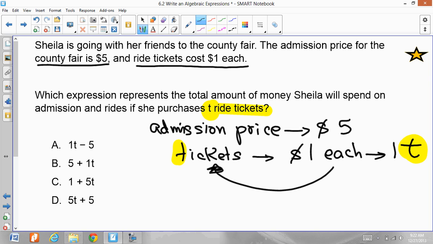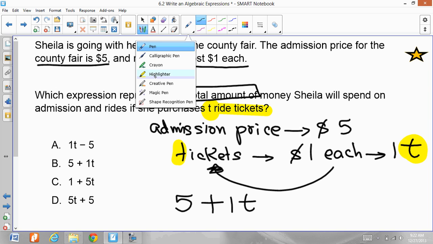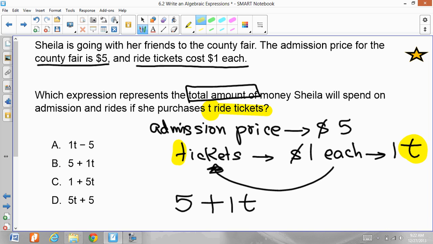Now they're asking you the total money. Total money means all together. So she has to pay $5 just to get inside plus 1T for the tickets. And in this case, the correct answer will be B, 5 plus 1T.